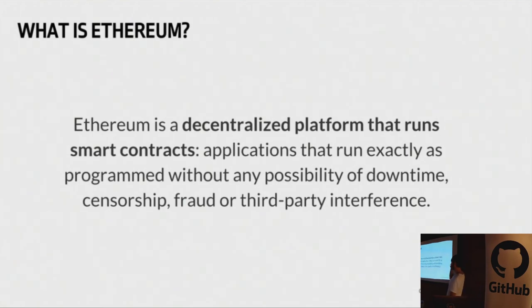Ethereum is a decentralized platform that runs smart contracts. And all the other stuff, this is because it's decentralized, distributed in that sense. Censorship, we talked about in the case of Turkey, Savasa, thanks for that picture. And third-party interference, and so on.